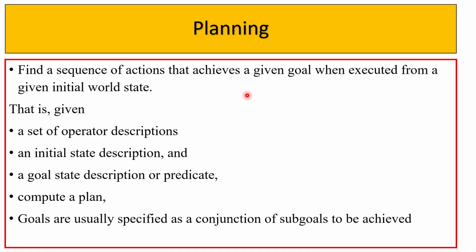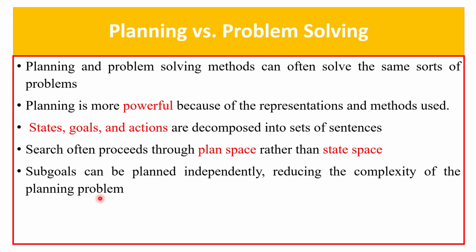Before you try to reach the goal, you can have an idea of what steps are to be executed and what actions are to be taken. Here we have a set of operator descriptions, initial state descriptions, and goal state descriptions. With all these descriptions, we have a complete plan. Then the plan is computed to reach the destination, to reach the goal.